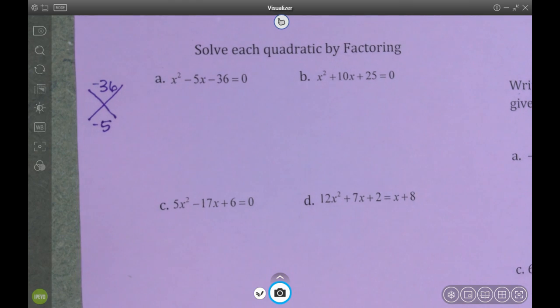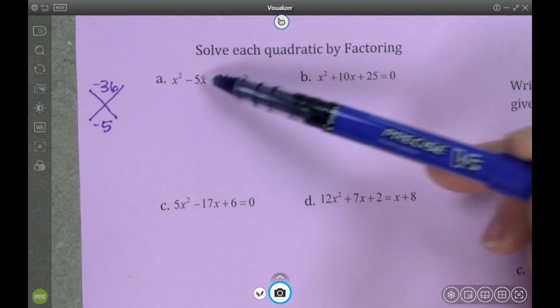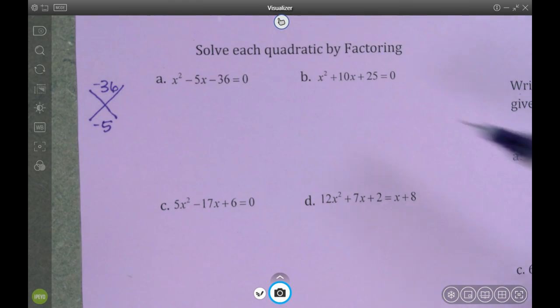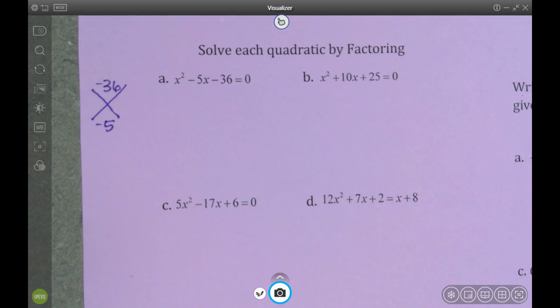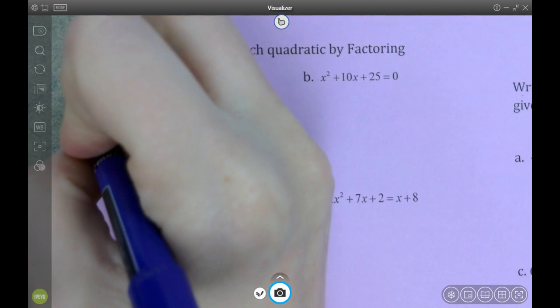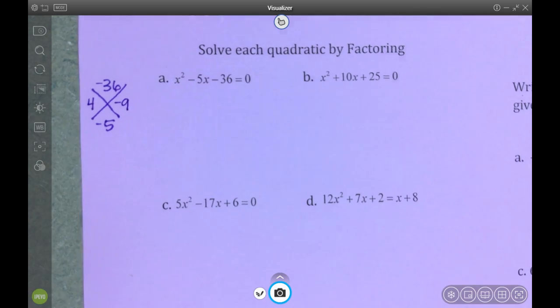And I'm choosing to factor this way because I have 3 terms, and my coefficient of x squared is just 1. Factors of negative 36 that add to give you negative 5. 4 and negative 9. You guys got to that one way faster than I did.